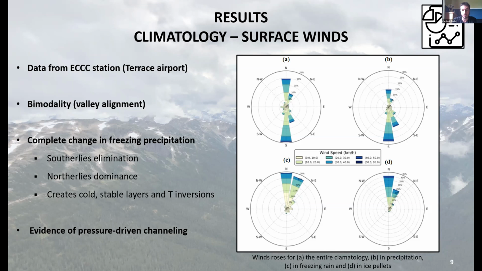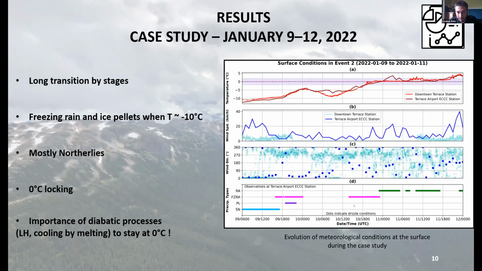So finally, I will explain a case study. I chose a case study in which we had a long near zero condition event. This is a meteogram, or the evolution of meteorological conditions at the station that I explained earlier. Panel A is the temperature, B and C are wind speed and wind direction, and D are the precipitation types that were observed at the Terrace airport. We had a long transition between snow and rain that took place in stages, and we have warm air advection pretty much throughout this event.